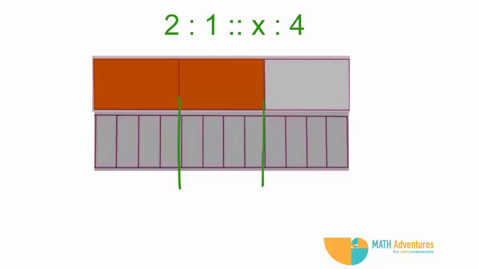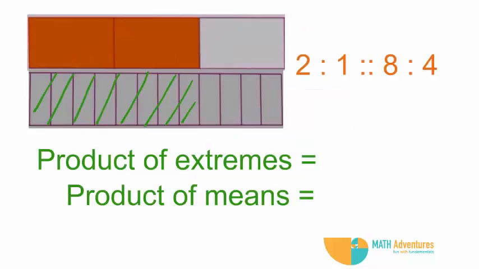So, in order to have the same area shaded, I need to shade 8 parts. So, right here I have shaded 8 parts. So, can I say 2:1 such that 8:4? Multiply the extremes.